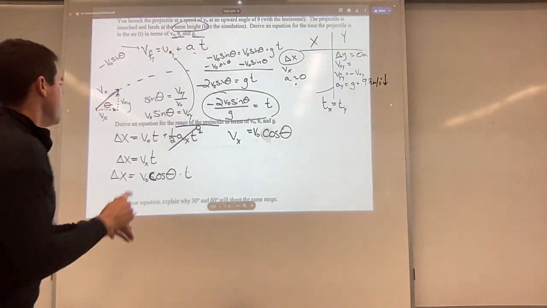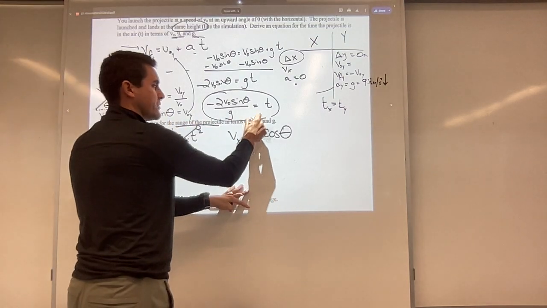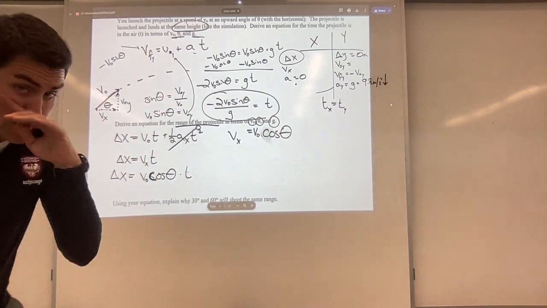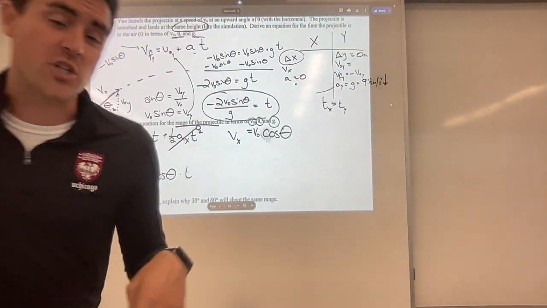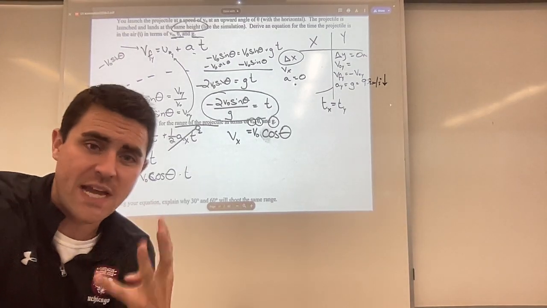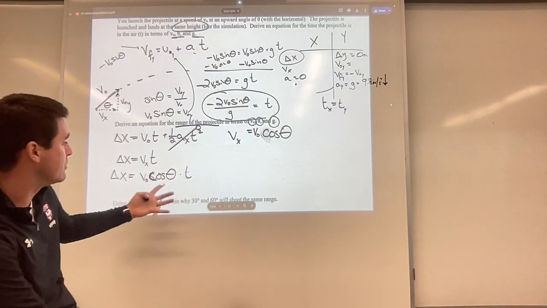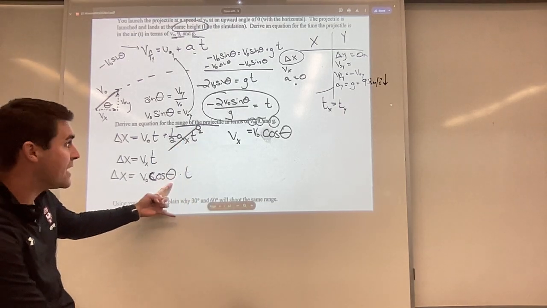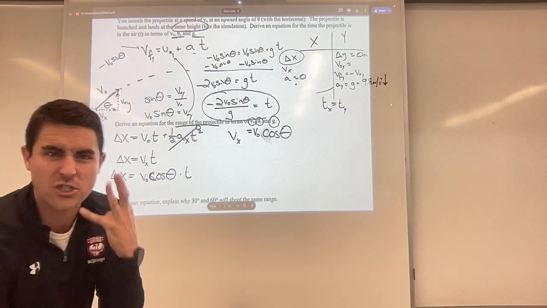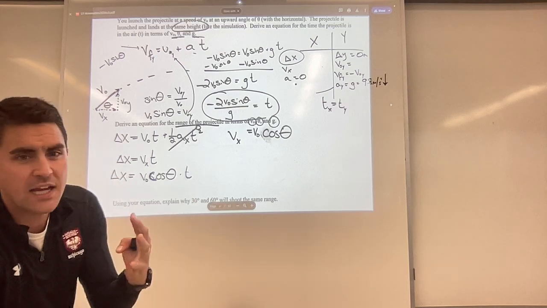I'm done. But it says derive an equation for the range of the projectile in terms of speed, theta, and g. And you ask yourself, well, shucks, my equation has got time in it. What do I do? My equation's not done because I haven't met the rules of the problem. It says I'm only allowed to have terms that are speed, theta, and g, and I have t. If only somewhere I had solved for time using v, theta, and g.